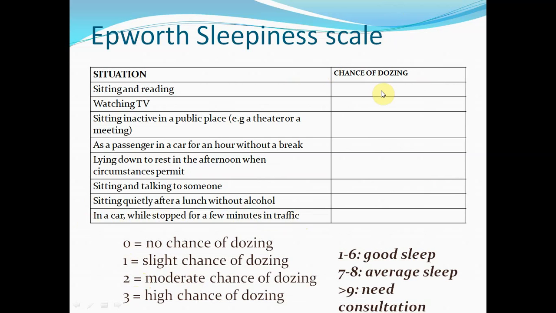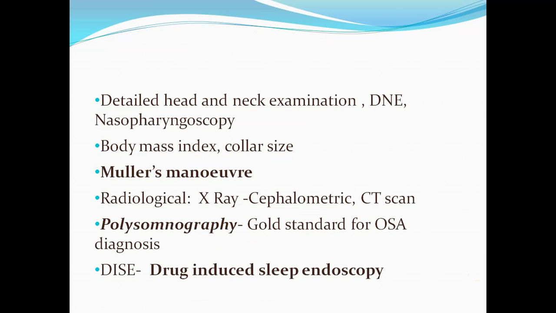So this is the score given to each of these situations, and the total, if it is less than 6, then that means the patient is having a good sleep in the night. If it is 7 to 8, the sleep quality is not that good, it is more of an average. And if it is more than 9, the patient needs consultation and evaluation of his sleep. Now, what is this evaluation? So, evaluation starts with a detailed head and neck evaluation, including the diagnostic nasal endoscopy and nasopharyngoscopy, body mass index, and collar size. This is important because I already mentioned obesity as one of the causes, and also short neck. So, this can aggravate the existing compromised structures in the oropharynx.